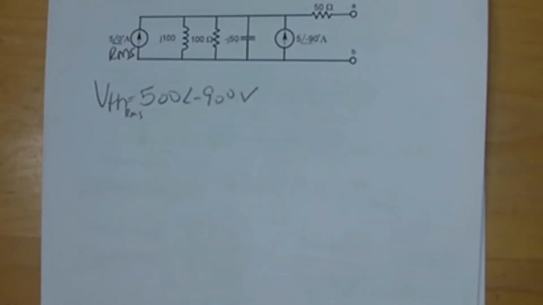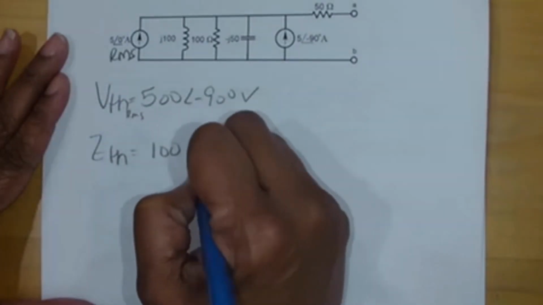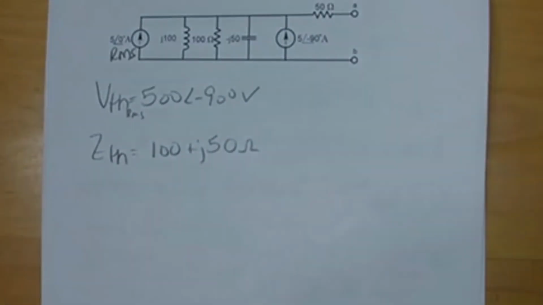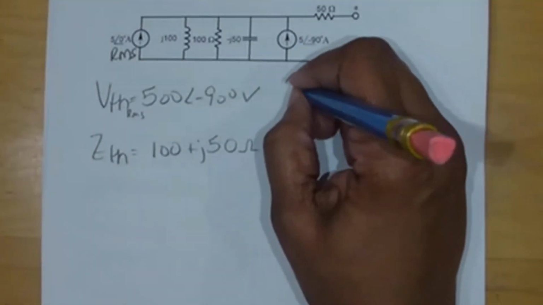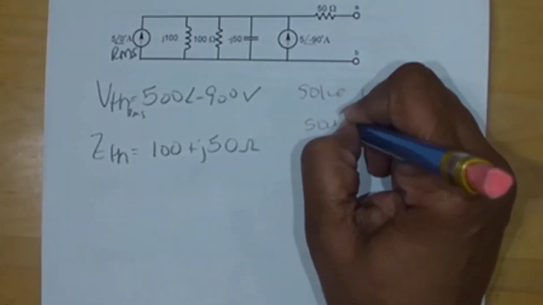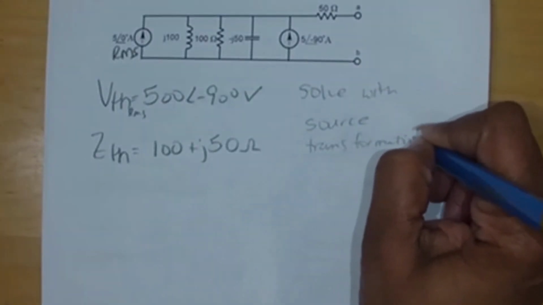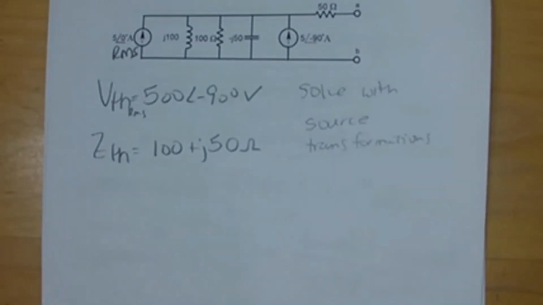Z Thevenin is 100 plus j50 ohms. And this is actually a problem you could solve with source transformations. So you could use source transformations to get those two values. Find the load for maximum power transfer, and then find the value of the power.